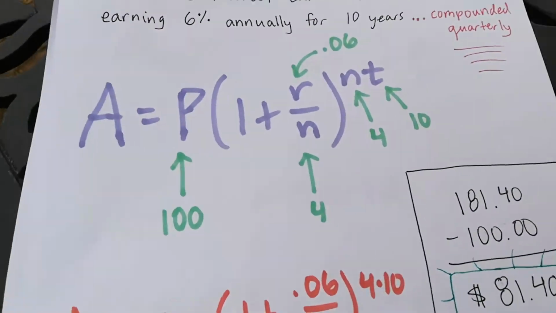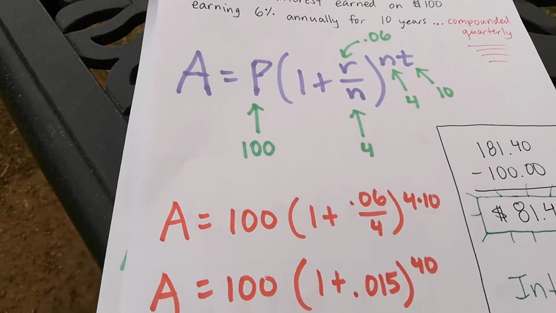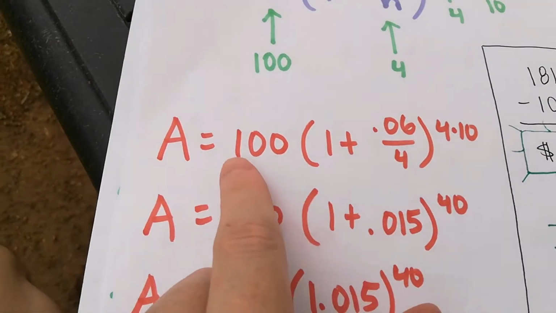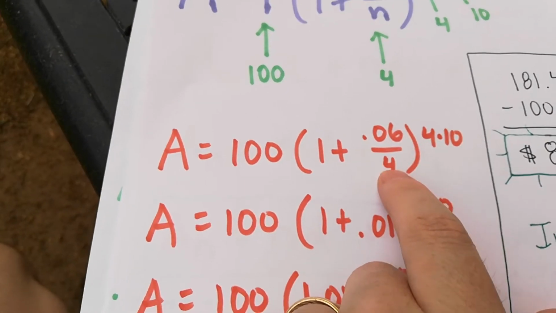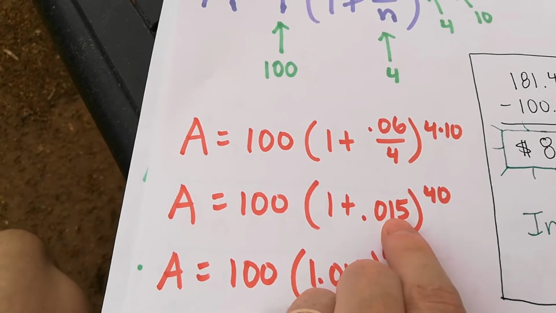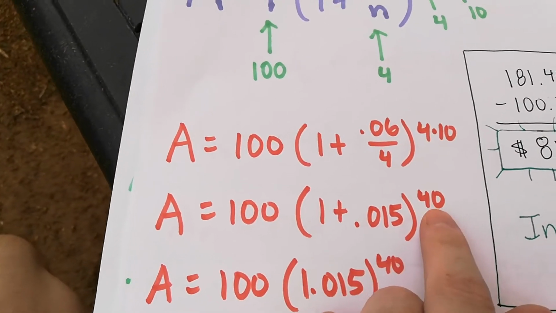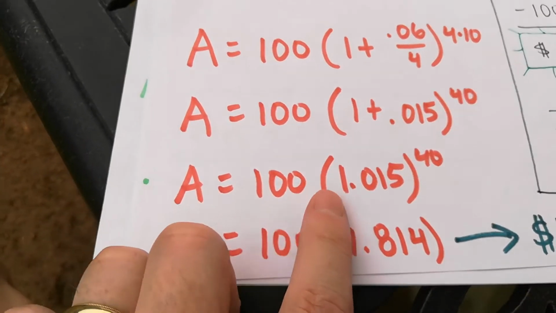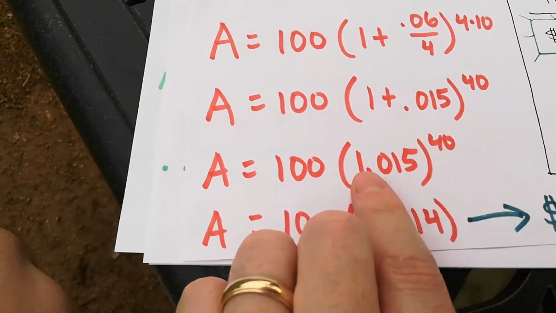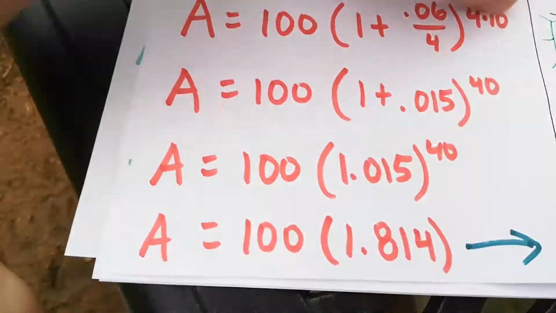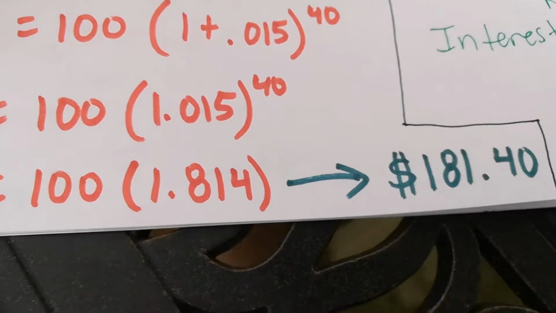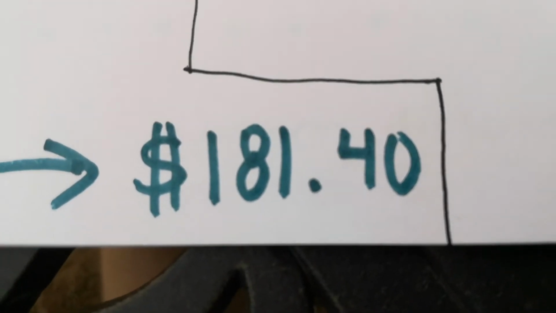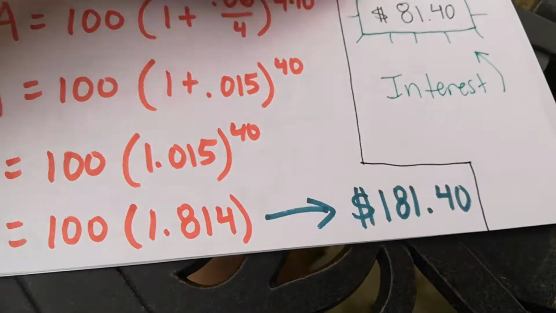Okay, let's keep going. So when you plug all that stuff in, you get this equation here. You're going to do 0.06, my 6%, divided by 4, and you're going to get 0.015. It's going to be to the 40th power because you're multiplying 4 times 10. And when you do that, of course, you do the 1.015 to the 40th power first, and then you multiply it by 100. And when you do so, you get $181.40.